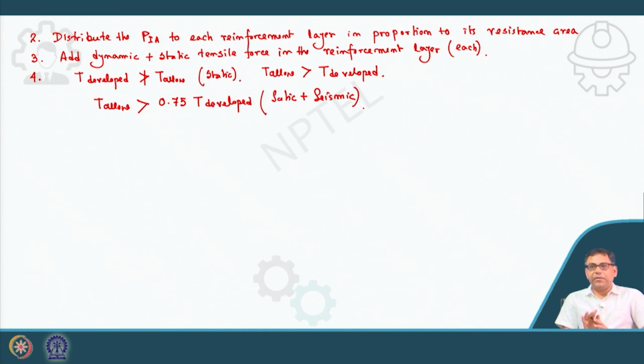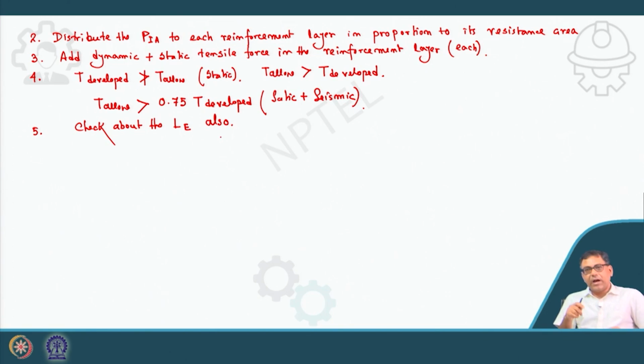Full T developed. But here it is 0.7 times of T developed if it is static plus seismic. Clear? So, then also check the LE length also.